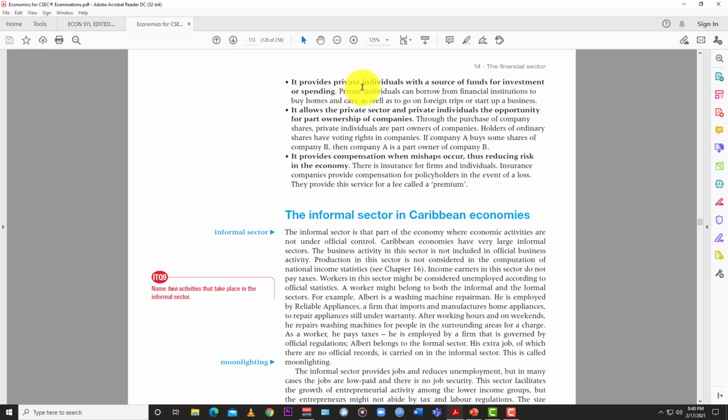Then we have, it provides private individuals with a source of funds for investment or spending. Private individuals can borrow from financial institutions to buy homes, cars, as well as to go on foreign trips or start up a business. Of course, to go to college also. You know, you have to invest in education.